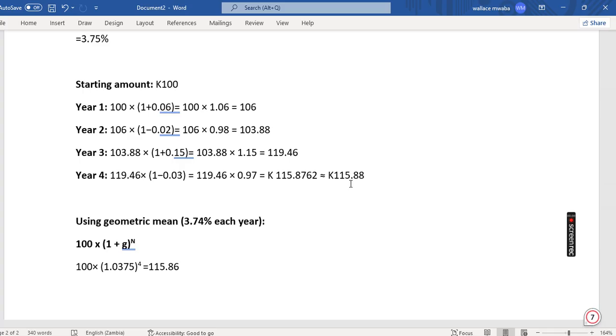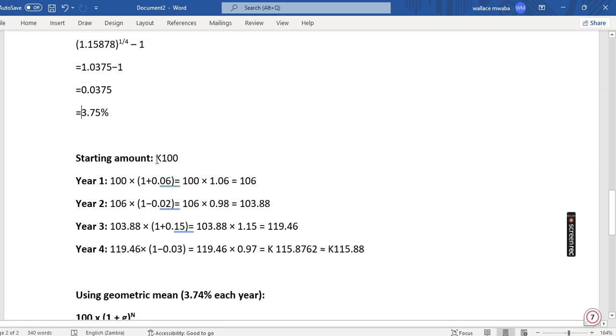It's just giving you an average growth rate, which is showing you how your money changed from its initial value to its end value. With this average growth rate of 3.75%, we started with 100 kwacha and we ended up with 115.88 kwacha. So just remember that the geometric mean is giving you your average annual growth rate for your returns, and the arithmetic mean is just giving you the average of your returns, or your typical yearly return.